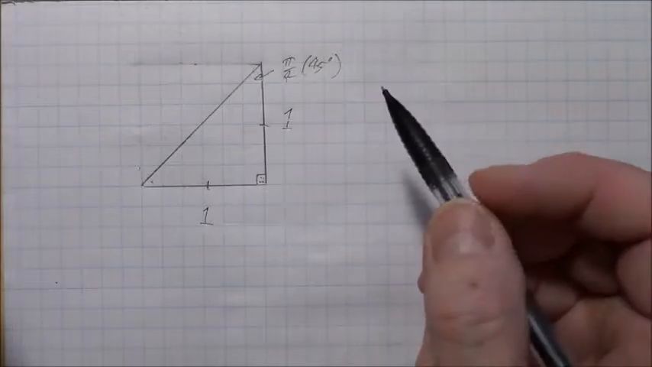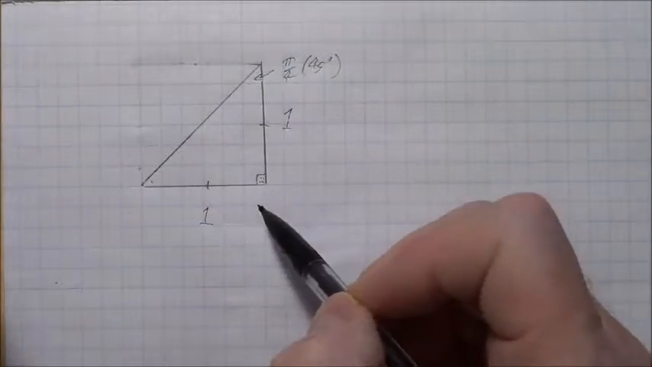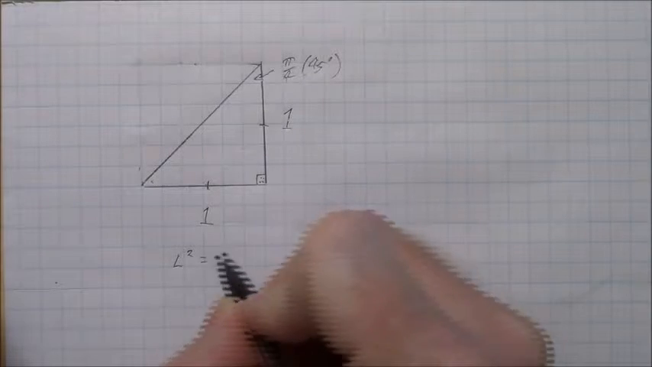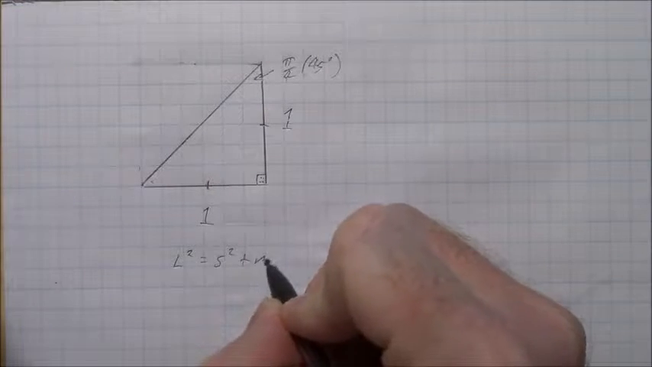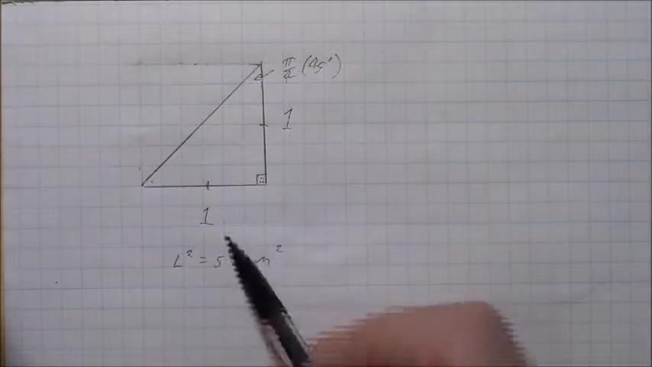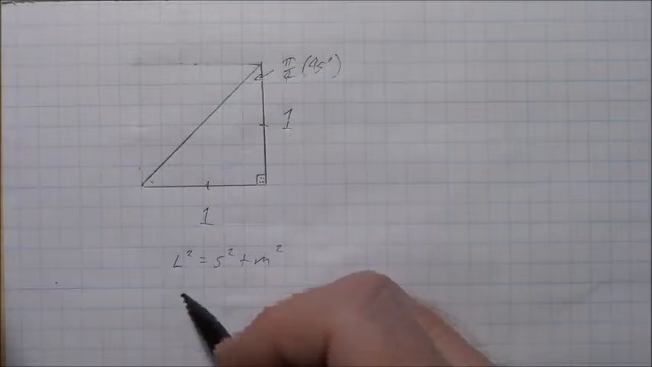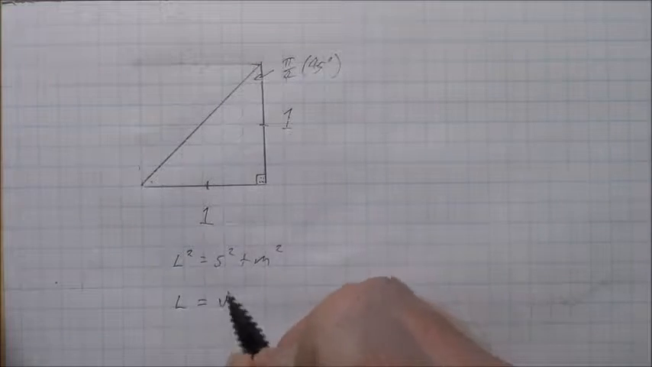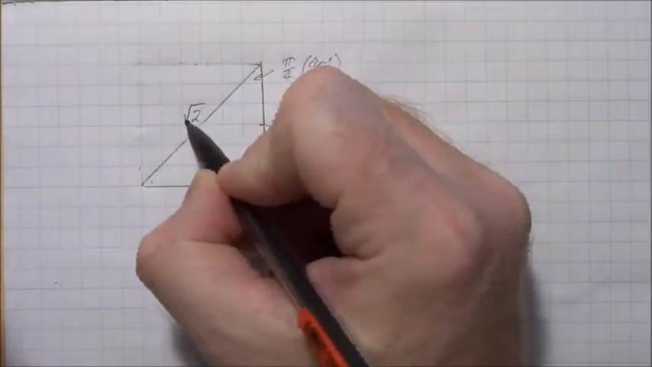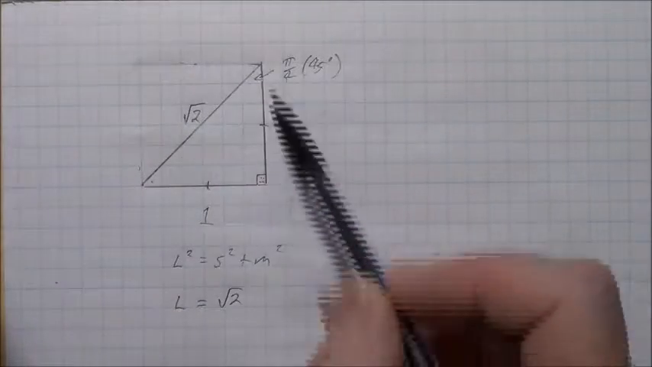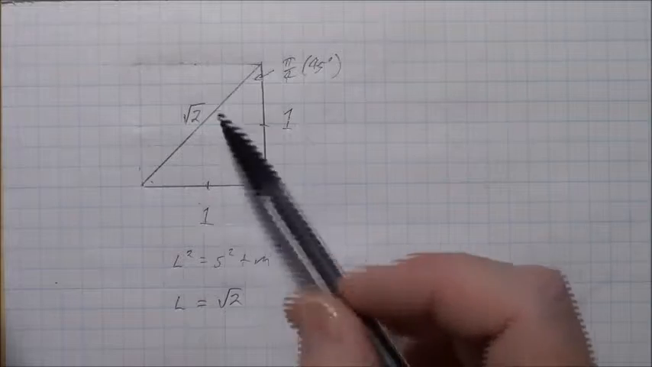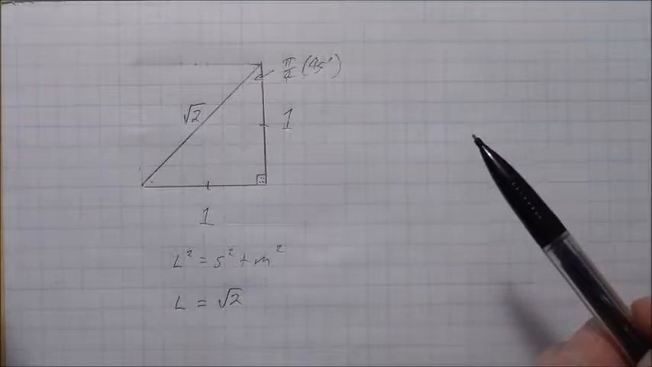From Pythagorean theorem, we know that the long side squared equals the short side squared plus the medium side squared. And if you were to square 1 and 1, add them together and take the square root for the hypotenuse, we would see that the hypotenuse length is root 2. So the pi by 4 special triangle, the side lengths for the two legs are 1 and 1, and then for the hypotenuse it's root 2.